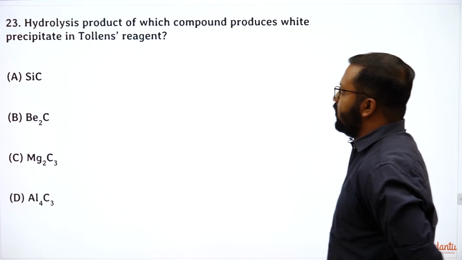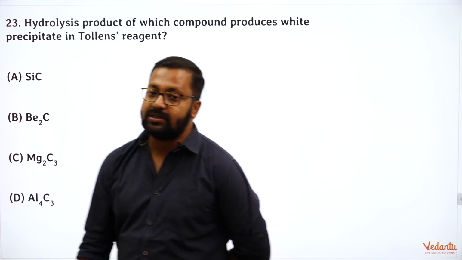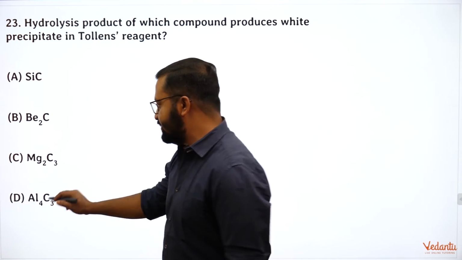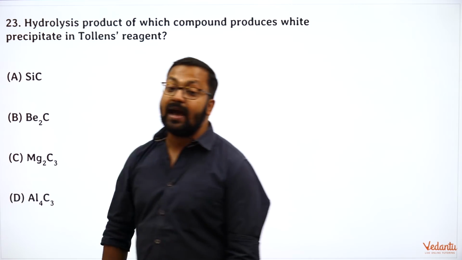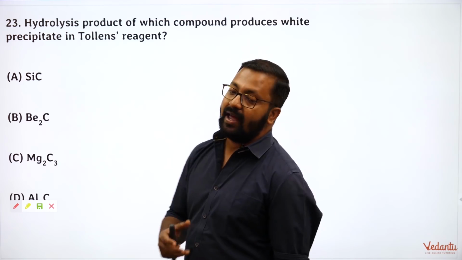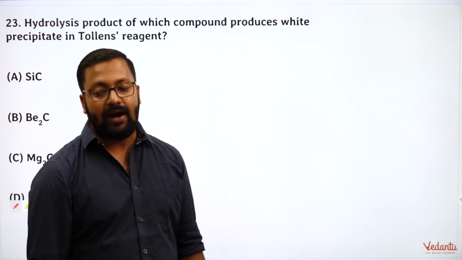Hydrolysis products of which of the following compounds produces white precipitate with Tollens reagent? Simple question, very to the point, very easy to identify. Silicon carbide does not undergo hydrolysis. Silicon carbide is an abrasive, a very, very hard substance. It does not undergo hydrolysis.